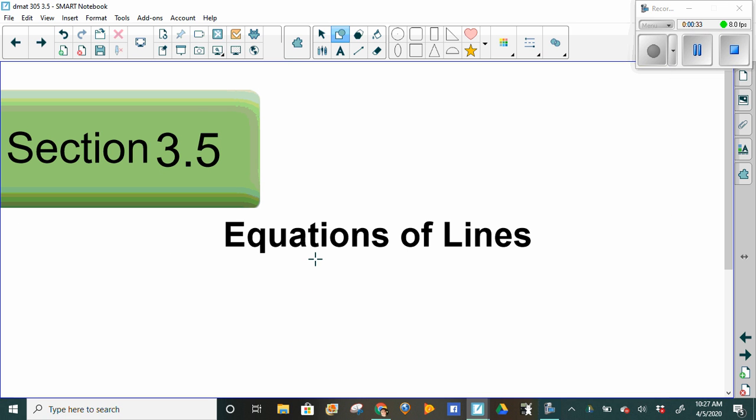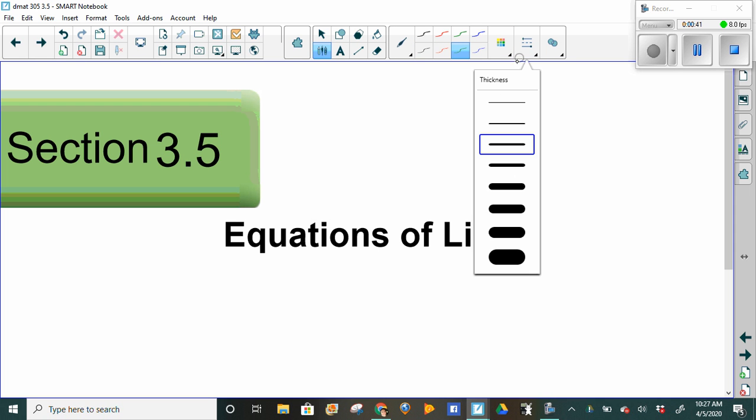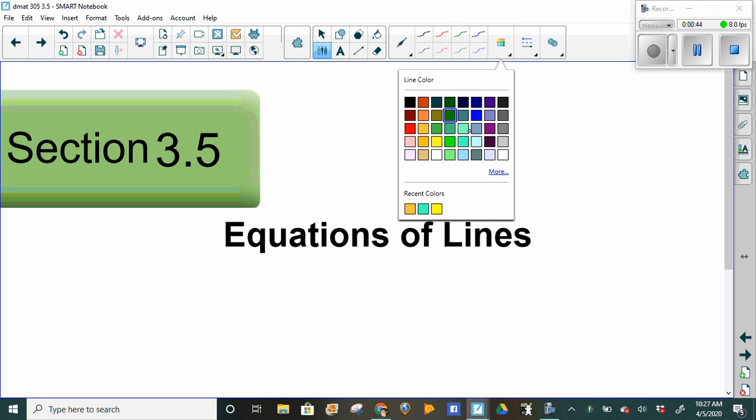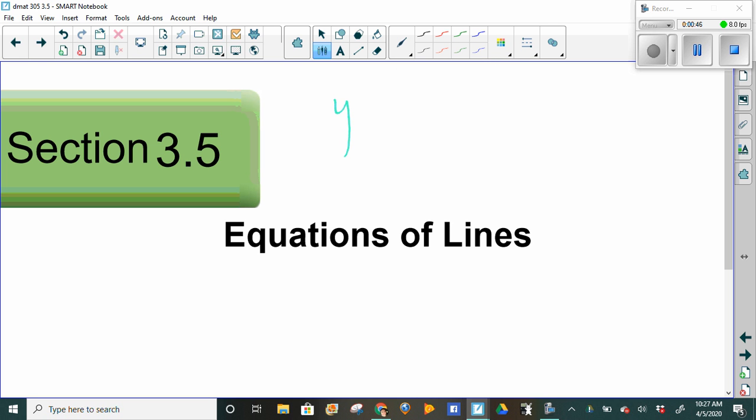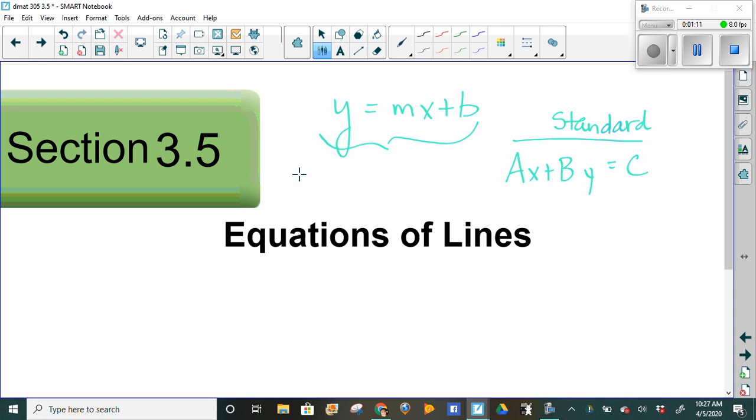So 3.5, now we're going to talk about equations of lines. Let me get this where it writes a little skinnier, where it's not taking up so much space. So we're going to be looking at y equals mx plus b a lot. Also keep in mind that sometimes your equations will be given to you in ax plus by equals c form. This form is standard, so they may ask you to convert to standard form, or they may give you the equation in standard form. This is your slope-intercept form.